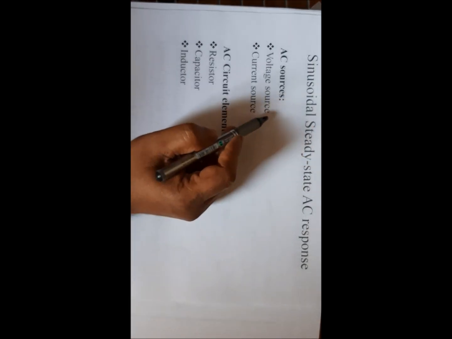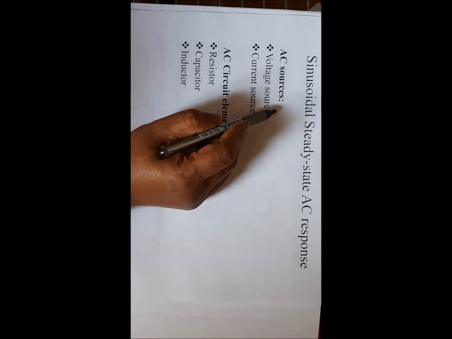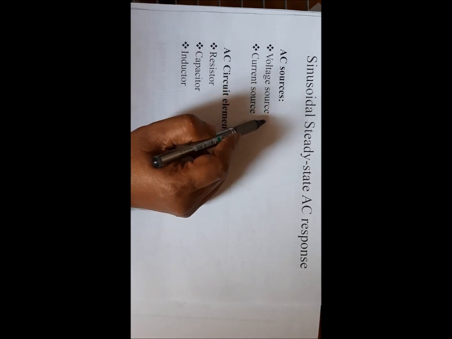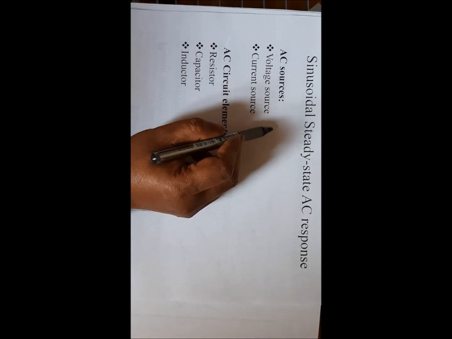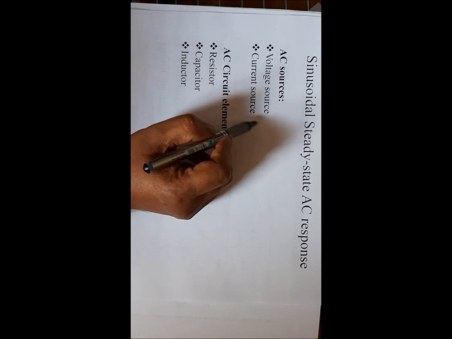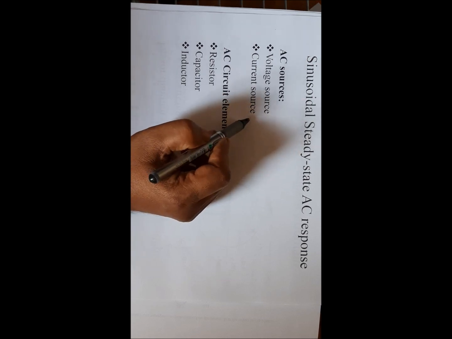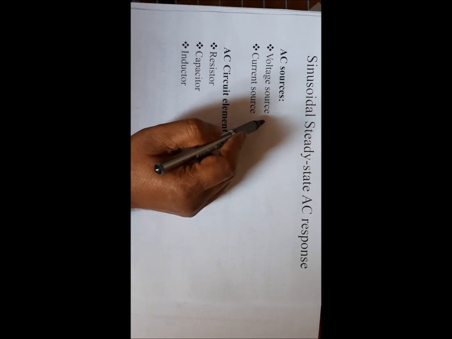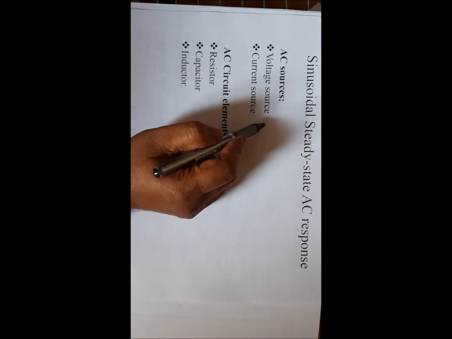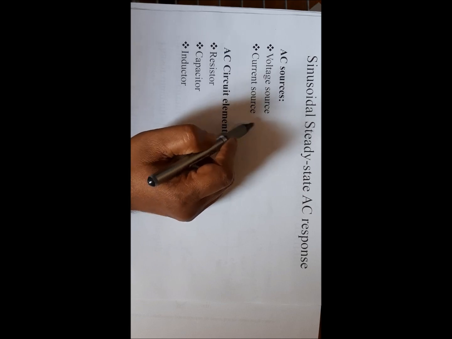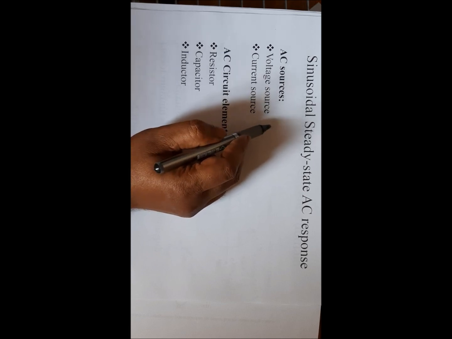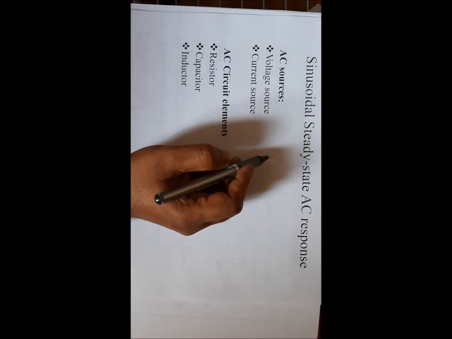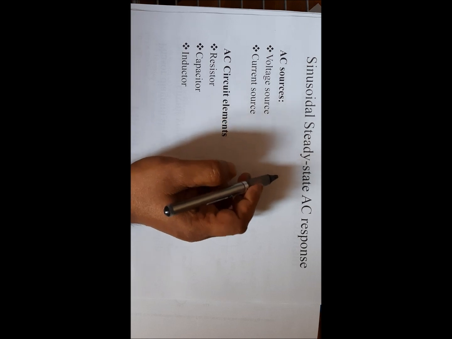So a steady-state AC response basically will be starting with AC source. We have voltage source and current source. It could be independent and dependent. So independent voltage source, independent current source, dependent voltage source and dependent current source. So voltage source expression may be given in frequency domain or in time domain. If the expressions are given in frequency or time domain, you need to convert them in frequency domain.